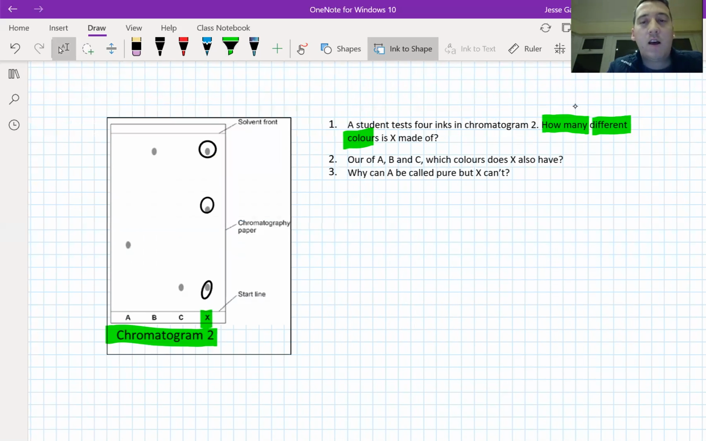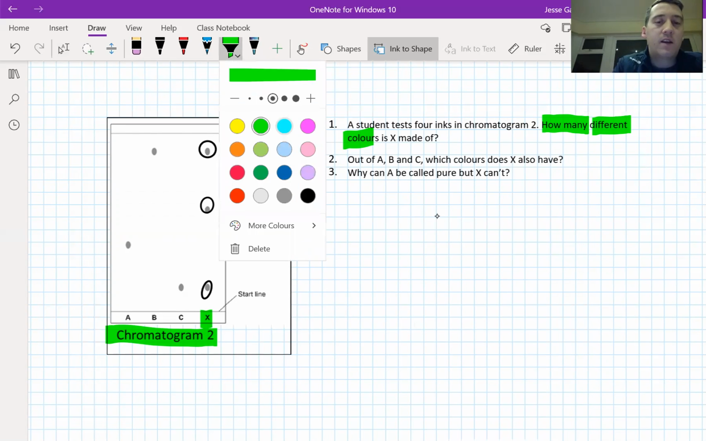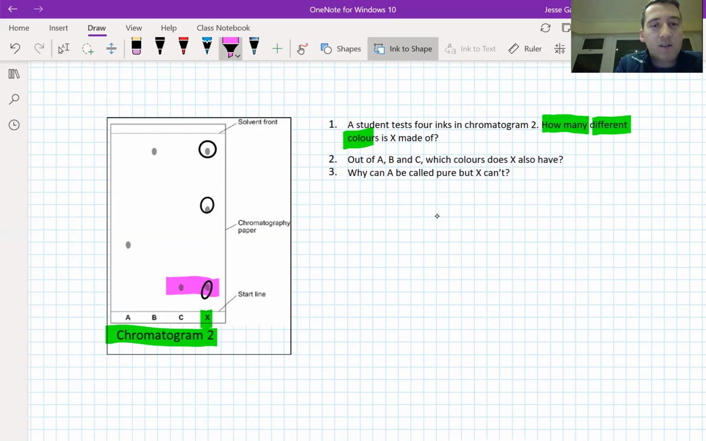Good job. Out of A, B, and C, which colors does X also have? So write that down now, if you can. So compare X to the other colors, A, B, and C. Which ones does it also have? Okay, so I'm hoping that you can see that X has colors at the same height as C, and it's got one at the same height as B. It does not have one at the same height as A.